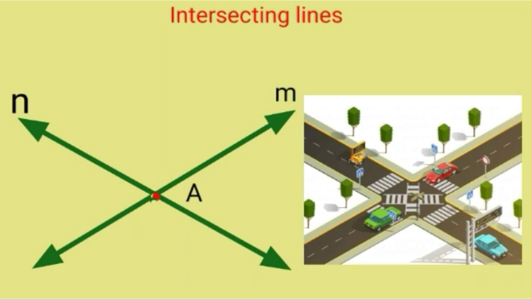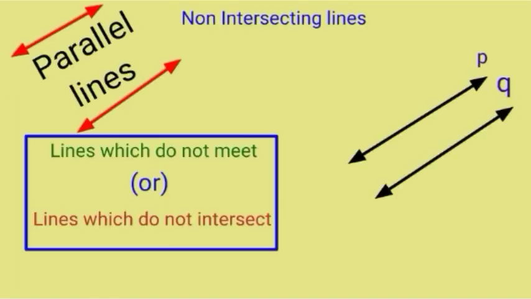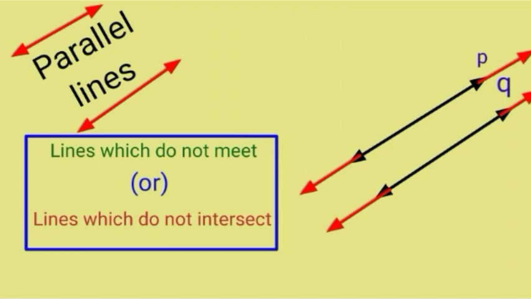Here we have understood intersecting lines. Now let us see what non-intersecting lines are. These lines are also called parallel lines. Lines which do not meet or lines which do not intersect are called parallel lines. Let's see line P and line Q. Here, even though extended, they are not meeting each other.